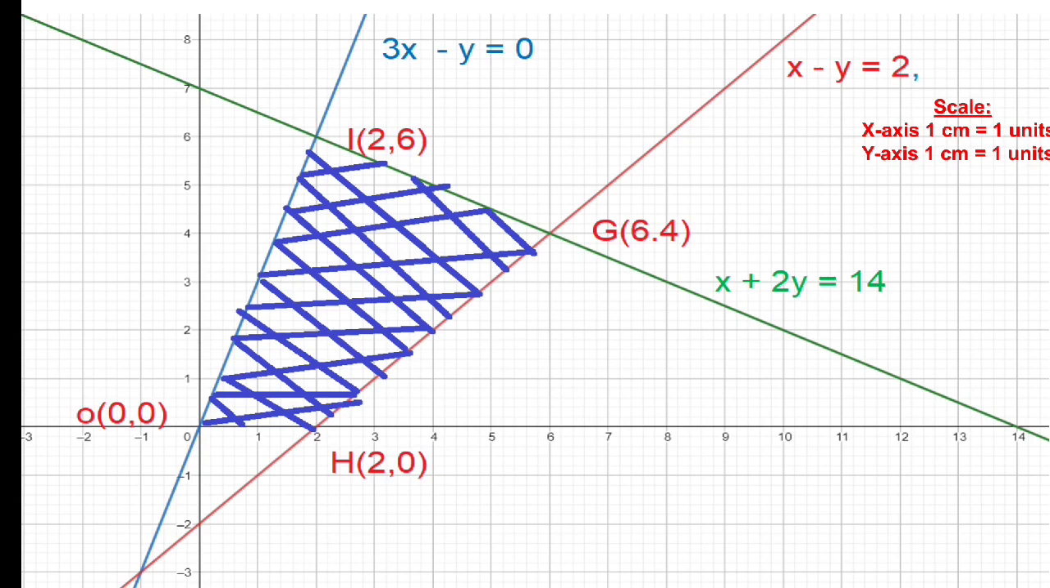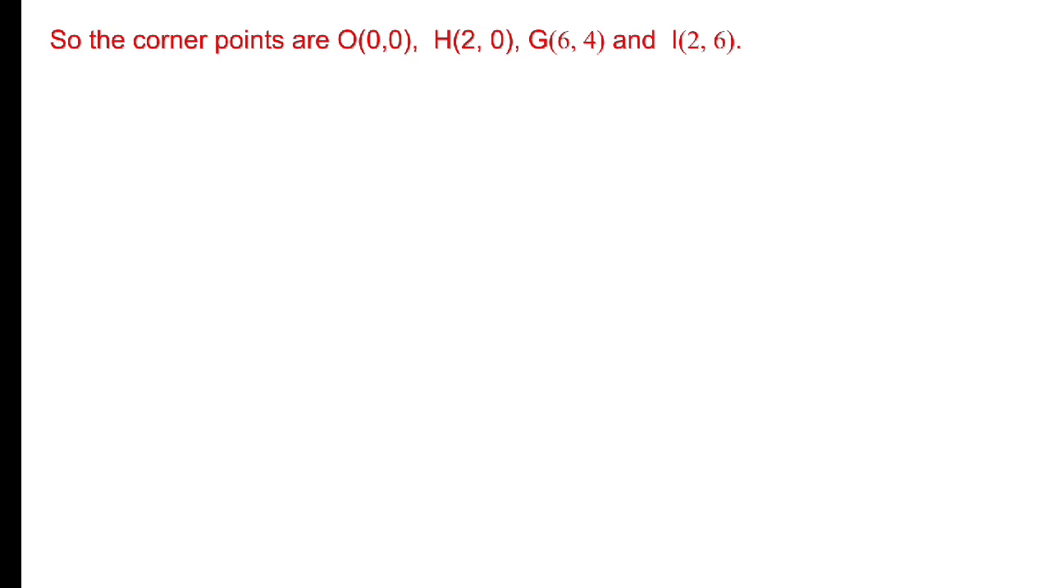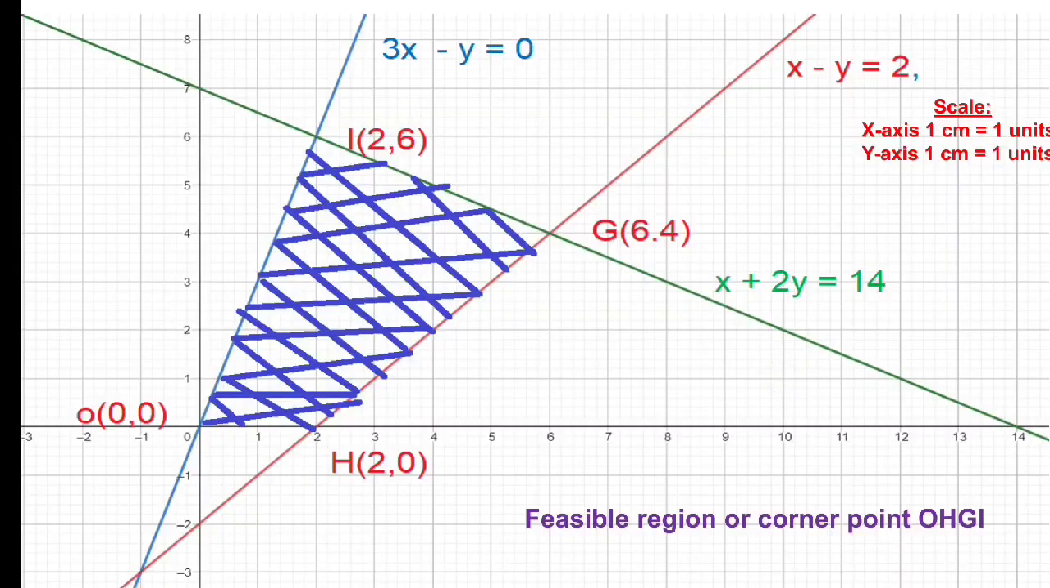The common region here is O, H, G, I. For this region we need to find the maximum and minimum value. So the feasible region is O, H, G, I, and these points will be considered. O is 0 comma 0, H is 2 comma 0, G is 6 comma 4 and I is 2 comma 6. Based on the graph sheet, we can find where they are located.